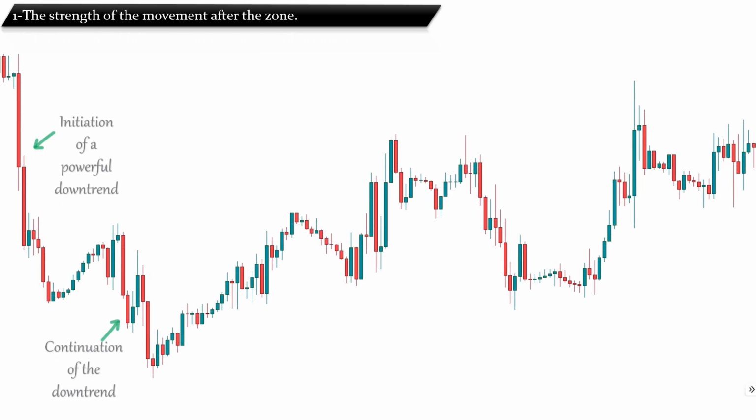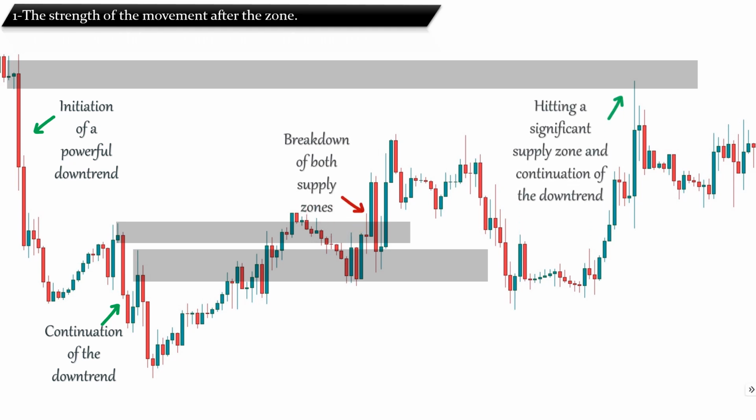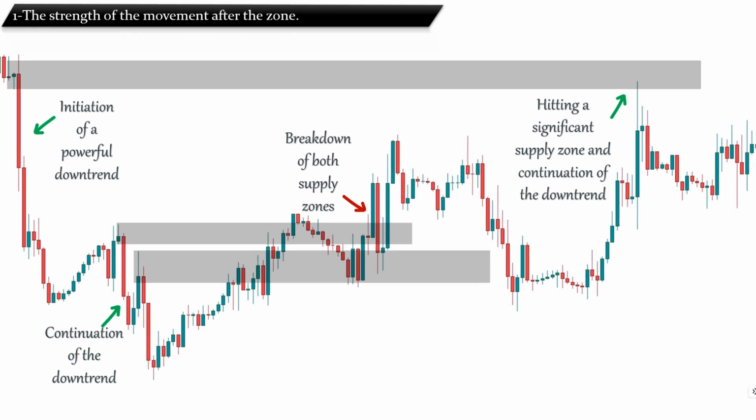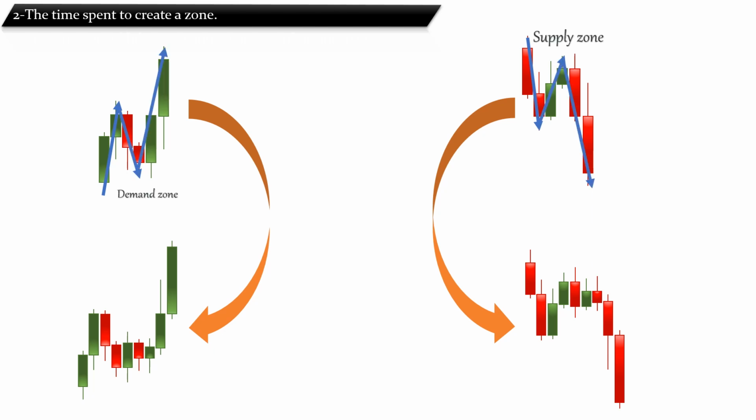The sharper the price movement when it approaches a supply or demand zone, the more significance it holds compared to an area that has been moving over a longer period of time. The significance of a supply or demand zone is often greater if it has taken less time to form compared to a zone with a longer formation period.